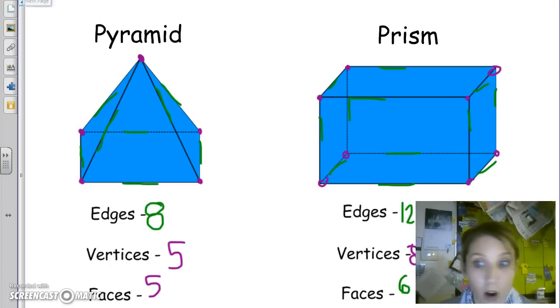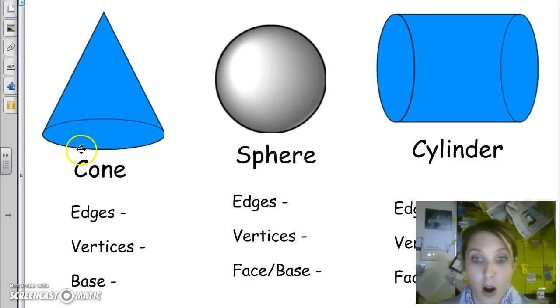Now, moving on to some more 3D shapes. We're going to look at cones, spheres, and cylinders. We're going to start with this one right in the middle, the sphere. Remember how we said edges are nice flat surfaces, nice flat sides? Do you see any flat sides on a sphere? I don't. That's because a sphere has 0 edges.